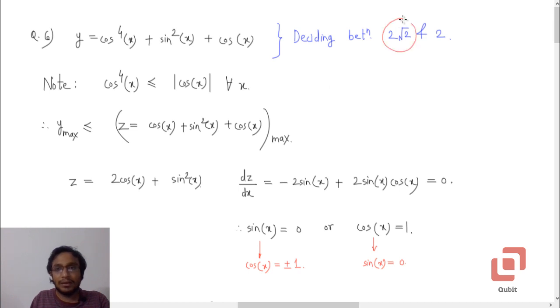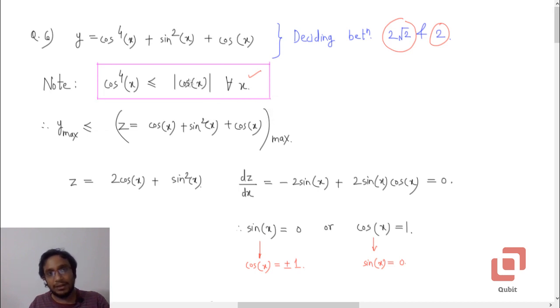So it was then a battle between 2 root 2 and 2, and because you don't have access to graphing calculators during the paper, it's difficult to establish this. But what I did is, I observed the following. For any real x, the fourth power of cos x is always less than or equal to mod of cos x. This is the key point. This key point is going to save a lot of time, which otherwise would go in differentiating right here.